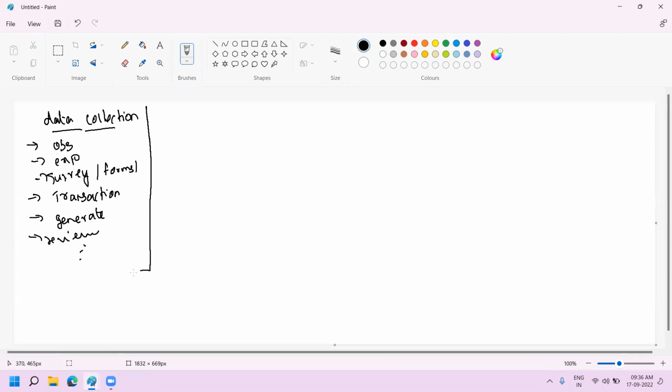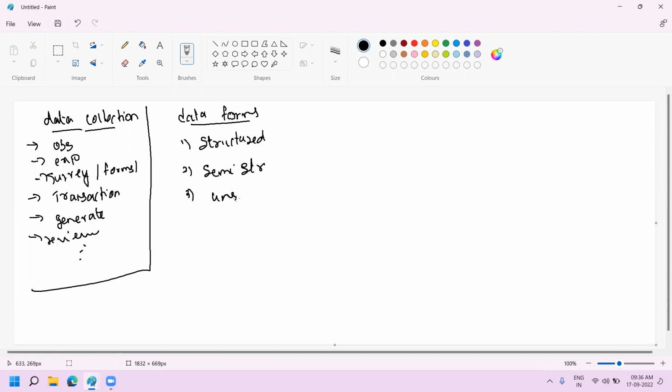What is a typical form of data? Let's discuss that quickly. What are the different forms of data? There are 3 forms. What are they? 1, 2, 3. Someone told in the beginning. Structured data. Second one, semi-structured, and then unstructured.